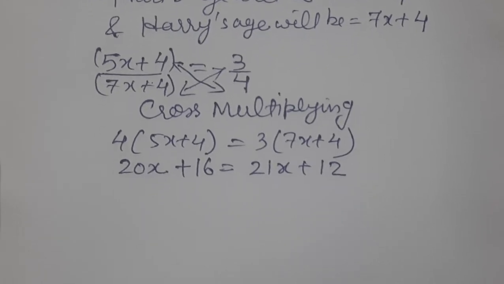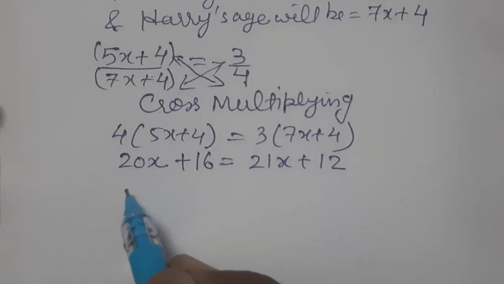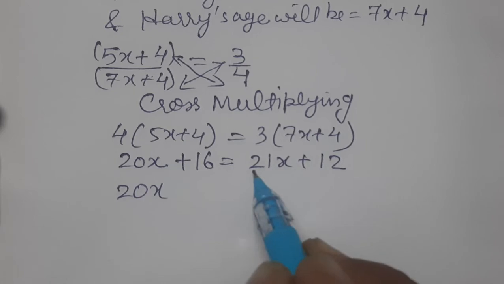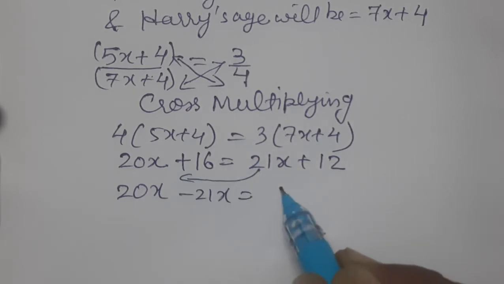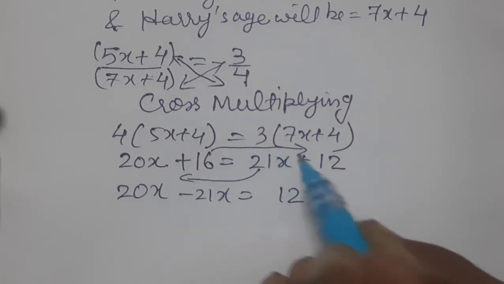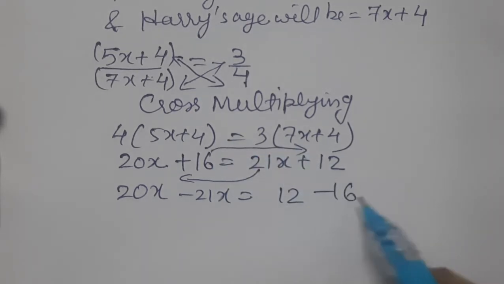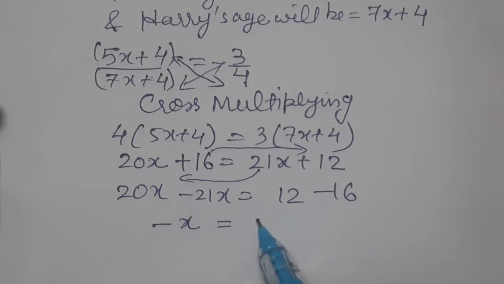After this, what we have to do? Bringing variable one side. So 21x will come here, so minus 21x. And minus 16 will go there, so minus 16. 20 minus 21, minus x. 12 minus 16, minus 4. Minus minus cancel out. Therefore, x equals to 4.